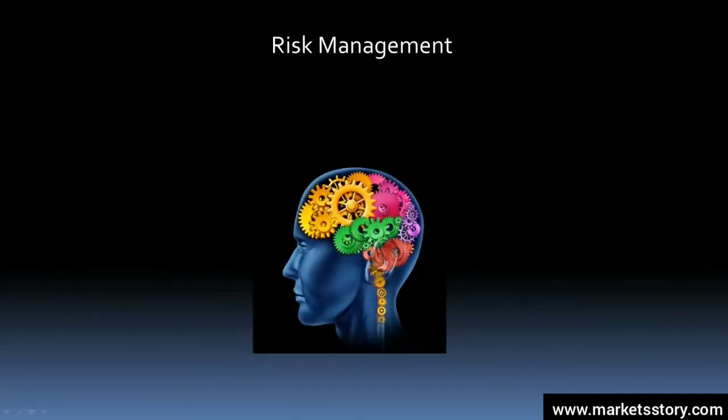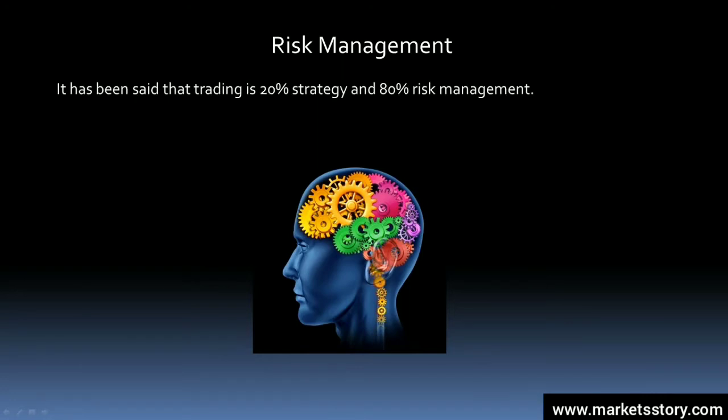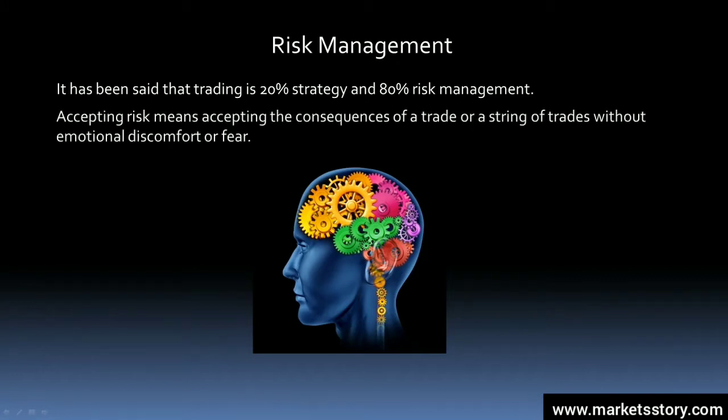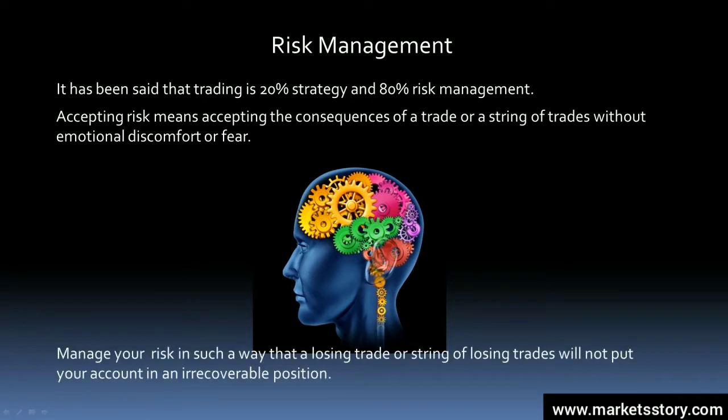It's been said that trading is 20% strategy and 80% risk management. One thing's for sure, it's the difference between success and failure in this business. Accepting risk means accepting the consequences of a trade or a string of trades without emotional discomfort or fear. This means you have to let a trade setup play out without your mental defense mechanisms kicking in and causing you to close a trade prematurely. In order to do this, you need to manage your risk in such a way that a losing trade or string of losing trades, which is inevitable at some point, will not put your account in an irrecoverable position.